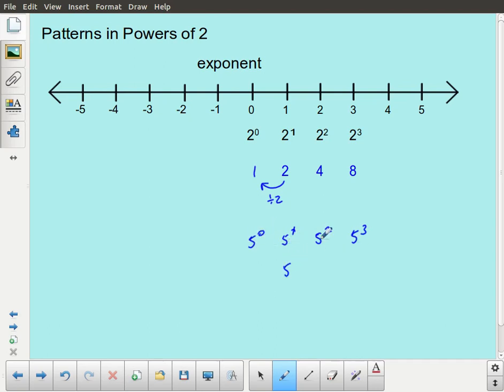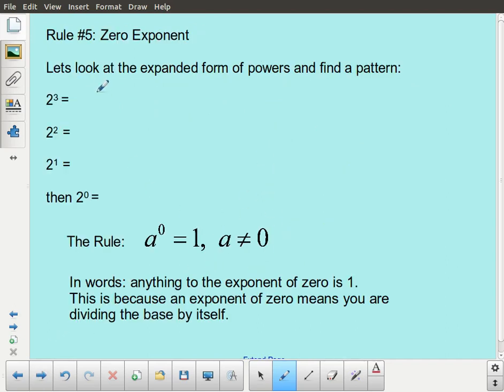5 to the 1 is 5, then 25, 125, and then going the other way, divide by 5, and this last one, divide by 5, gives me 1. So anything to the power 0 is going to give me 1. 8 divided by 2 gives me 4, divided by 2 gives me 2, divided by 2 gives me 1. I could do that for any number I want. So we end up with this rule, which is that anything to the power 0 is equal to 1. A cannot be 0, and the reason is because 0 to the 0 is undefined.